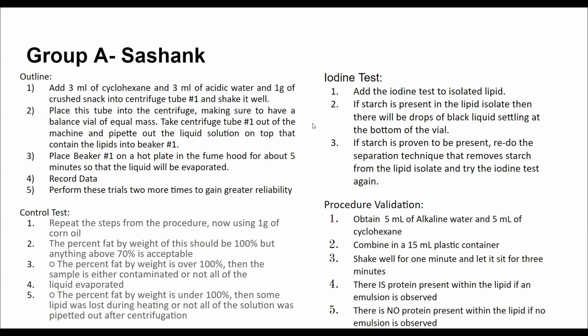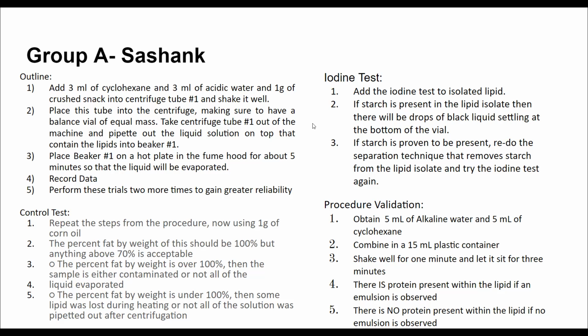And after a little bit, we took out the centrifuge tube and pipetted out the liquid solution that was the top layer. We put this into a beaker and placed the beaker on a hot plate in the fume hood to evaporate the liquid to leave just our lipids. And we recorded the data we observed, and we did this trial 2 more times to gain greater reliability.